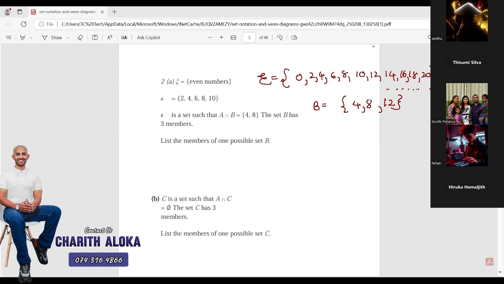So the next question: C is a set such that A intersect C is a null set. A intersect C is null means there can't be any common elements. And the number of elements in C is 3. List the members of one possible set C.